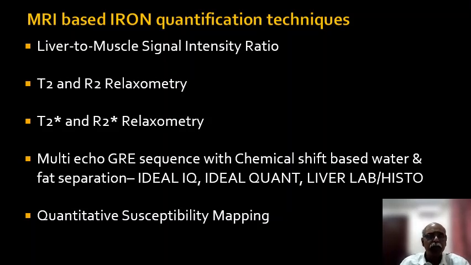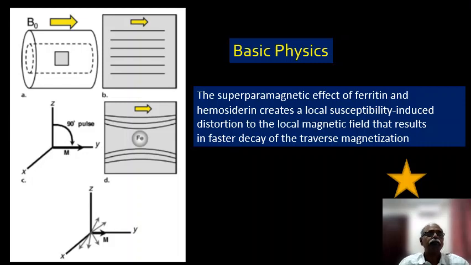This method is known as IDEAL IQ in GE, IDEAL Quant in Philips, LiverLab and HISTO in Siemens. Very robust sequence, 16-second breath hold, excellent sequence. Even if you don't have all these special sequences, this sequence is more than enough to assess the hepatic iron quantification. In addition to that, you can also get fat. You can also get water only, fat only, in phase, opposed phase. So this is one of the remarkable breakthroughs in MRI technology of liver. Then quantitative susceptibility mapping, we will not go into that now.